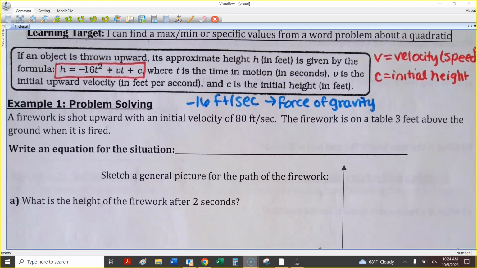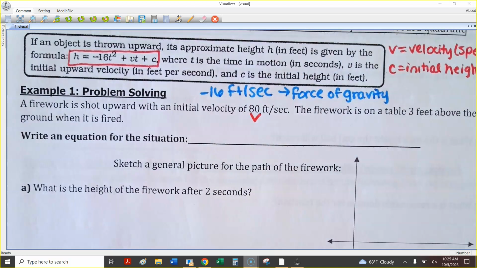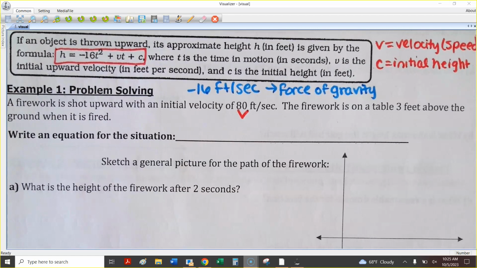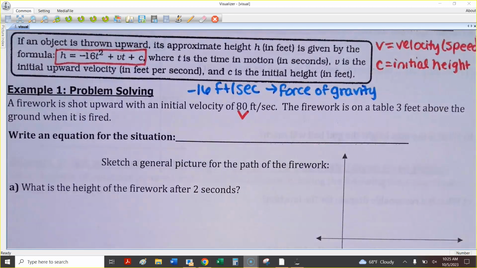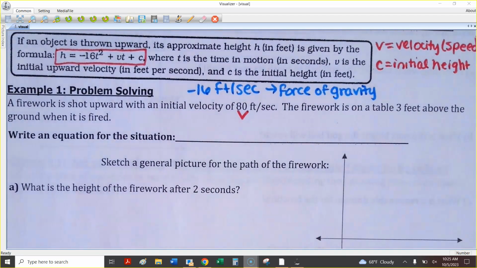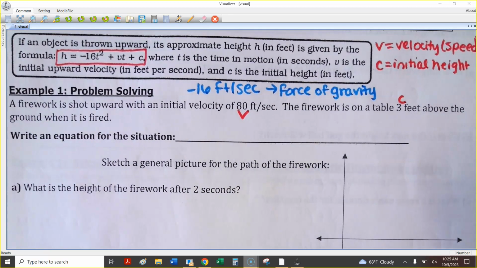All right, so this says I have a firework and it's shot up in the air with an initial velocity of 80 feet per second. So in that formula, the 80 feet per second is just your velocity. We'll replace V with that when we write our equation. Then instead of launching it off the ground, the firework is sitting on a table 3 feet off the ground. We're going to launch the firework. So the 3 is going to be your initial height, and in that formula, it goes in place of C. The negative 16 is the force of gravity, so that's part of the formula.